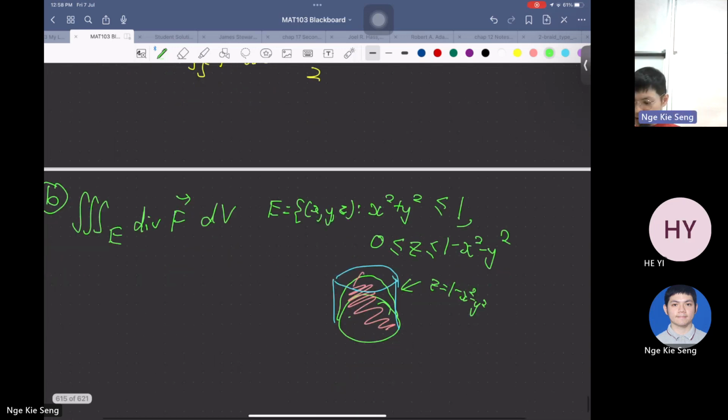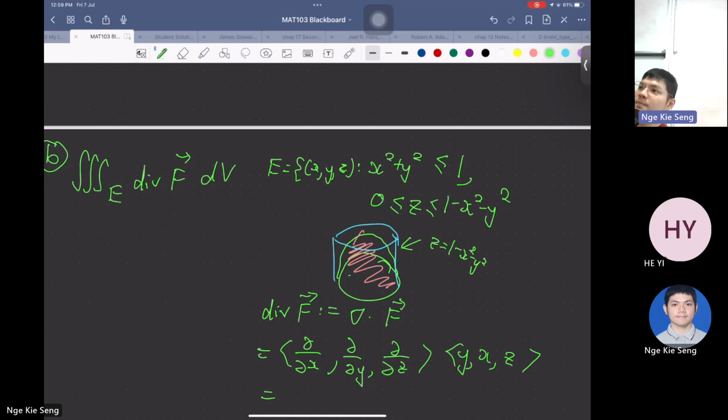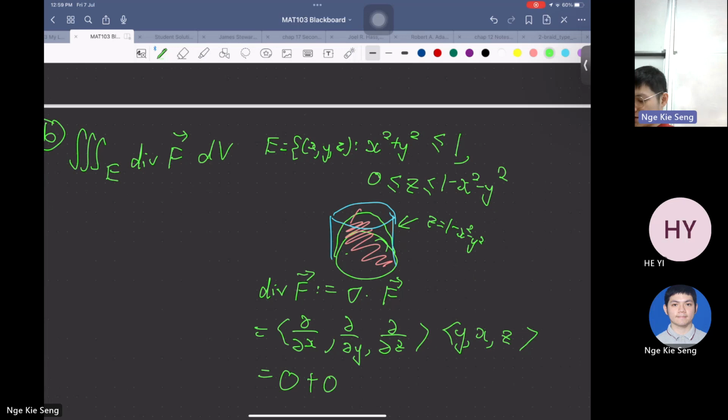So this is a solid. We still need the function to integrate over, so we need to compute what diff f is. What's the definition of diff f? Gradient dot product with the vector field. Dot product is easier to compute than the cross product. My f is y, x, and z. If I dot these two together, what do you get? 0 plus 0 plus 1. It's not a vector 0, 0, 1. So you just get 1.